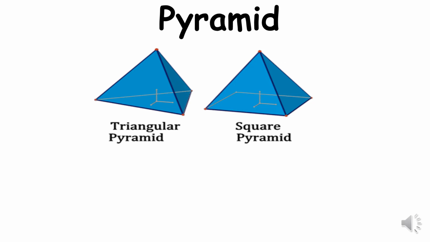It's called a pyramid. Now there are two types of pyramid. The first one is called a triangular pyramid or a triangular based pyramid, and that's because the base, the bottom of it, is in a triangle shape. And this second pyramid is called a square pyramid or a square based pyramid. So that means the base of it is in the shape of a square. Now they look very, very similar, but there's just slight differences with them.